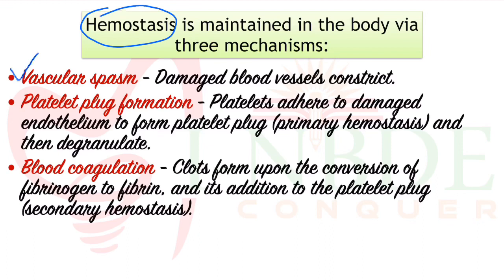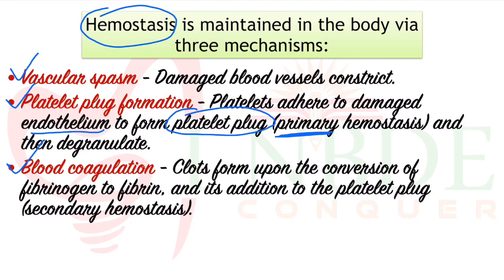Whenever you have a trauma that damages the blood vessels, it causes spasm of the blood vessels. That is called vascular spasm. And once the spasm is done, the platelets present there are going to come and adhere to the damaged endothelium. Whenever they attach to the damaged endothelium, they form something like a plug which is going to stop the bleeding. That is called the primary step. Okay, so what happens in the secondary step?